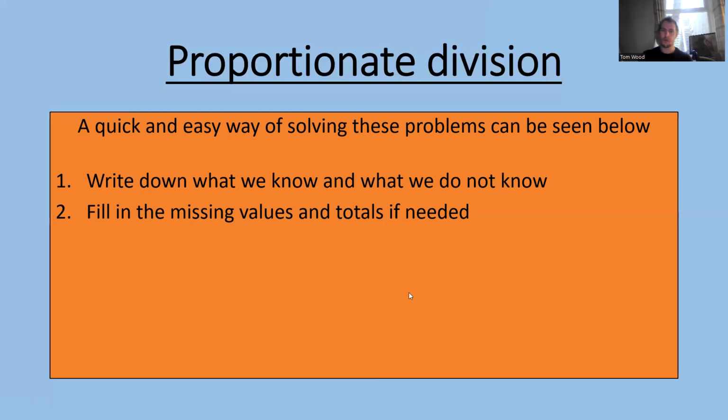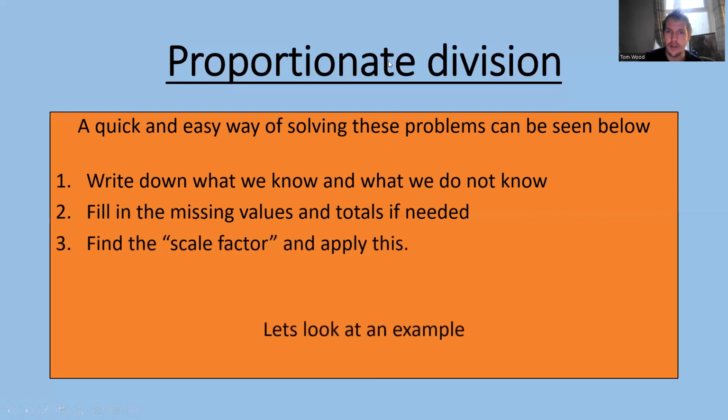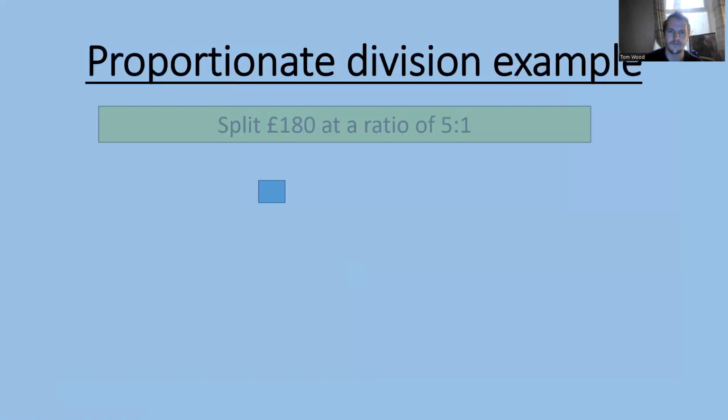Okay, so we're going to first of all write down what we know and what we don't know, fill in the missing values and any totals needed. And then once we've done this, we can find the scale factor and apply it. Doesn't make too much sense there because there's not really an example to look at. But let's have a little bit of a look at what this looks like in real life. So it might be a question similar to something like this. We want to split £180 at a ratio of 5:1.